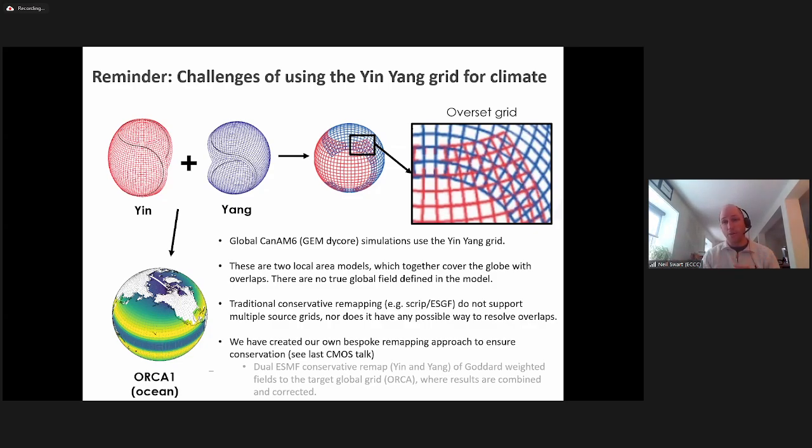So this presents a real challenge for coupling, and how do you do it particularly conservatively? And so I described in my last talk how we had come up with a bespoke remapping method in order to transform these yin-yang fields onto the ocean grid, for example, a global ocean grid. So we've come up with this custom approach. It's really important that we check that we're not breaking conservation, which is something that's very important to us in climate, but for example, not so important to our colleagues in weather prediction who have used this yin-yang configuration for some time.